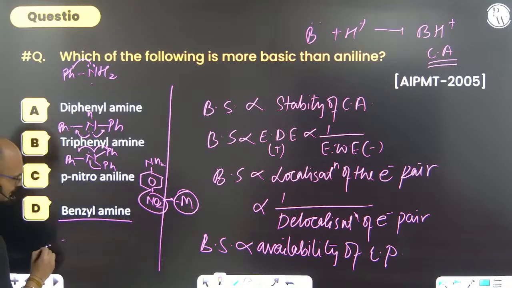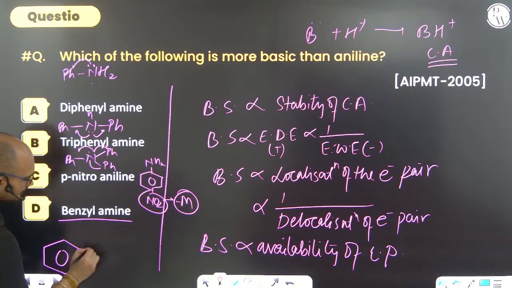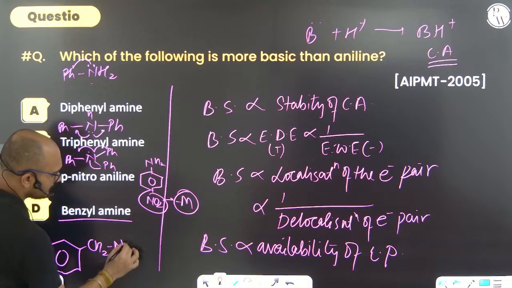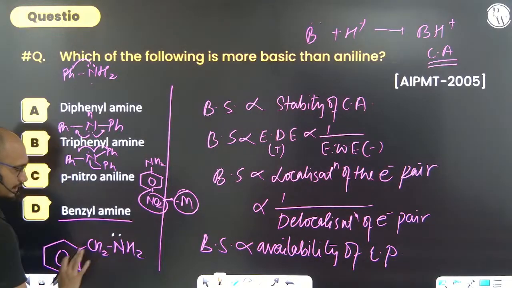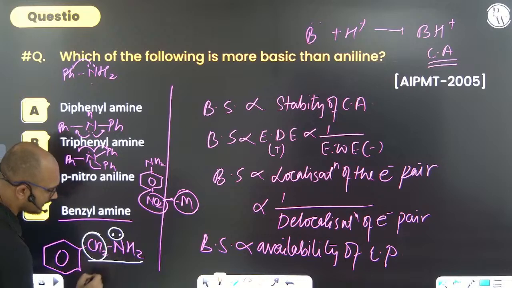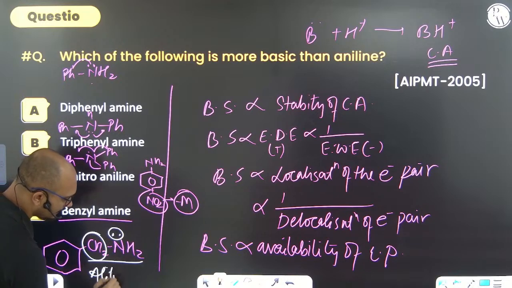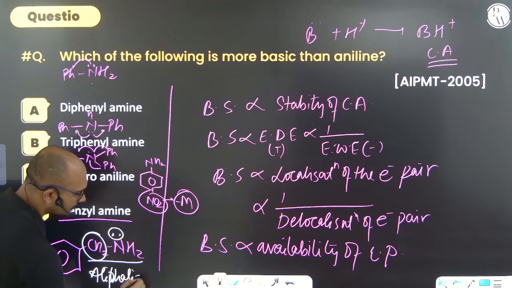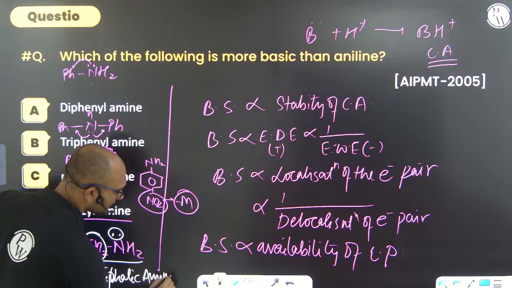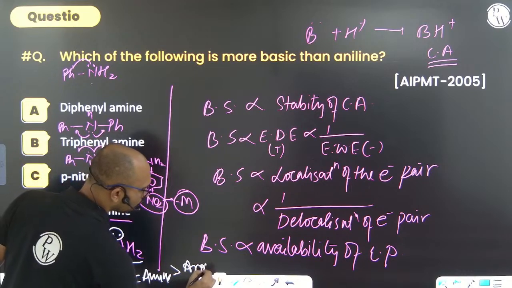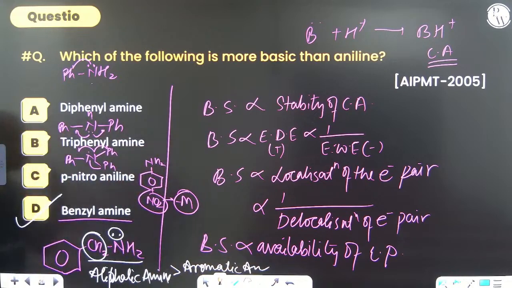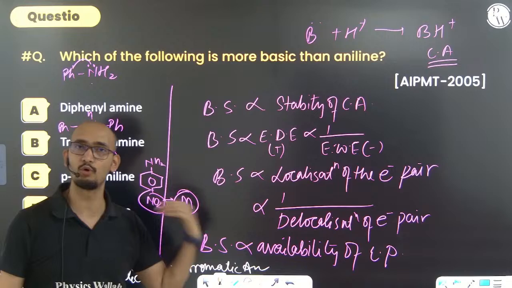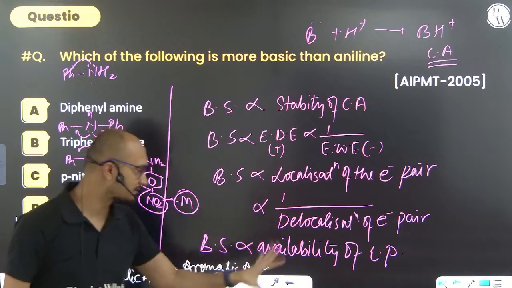What about benzylamine? Benzylamine is nothing but CH2NH2. Can you see that there NH2 has no delocalization of the lone pair, because it is an aliphatic amine. It is not aromatic, it is an aliphatic amine. And aliphatic amine is more basic than aromatic amine, always. So option D is the correct one. Always remember, aliphatic amine will have more basic strength than aromatic.